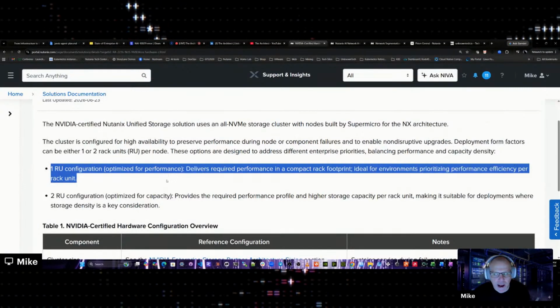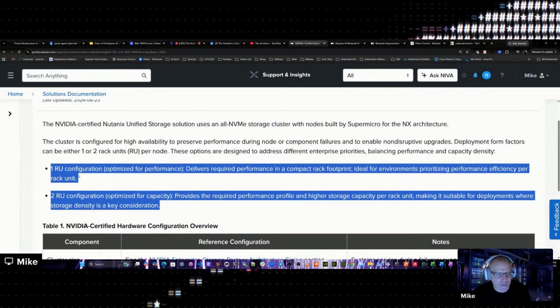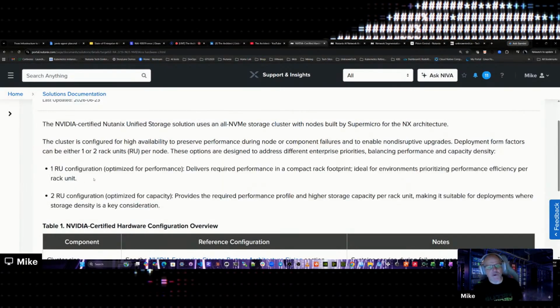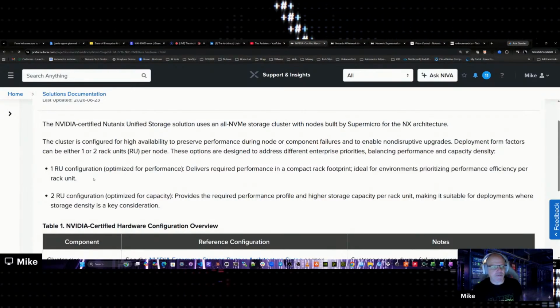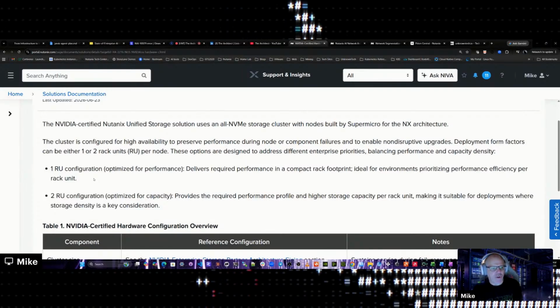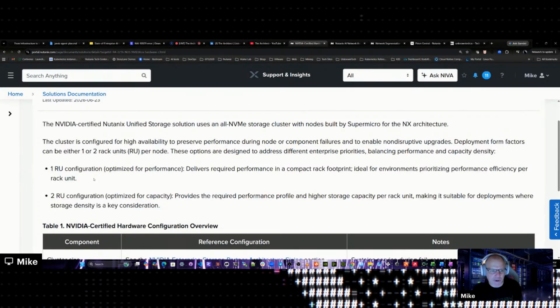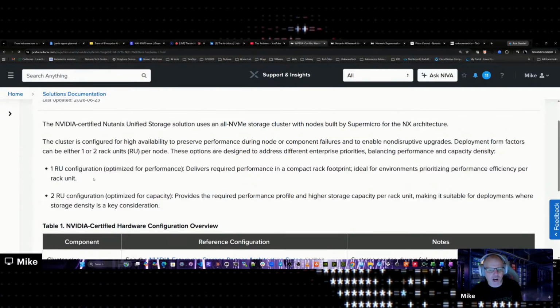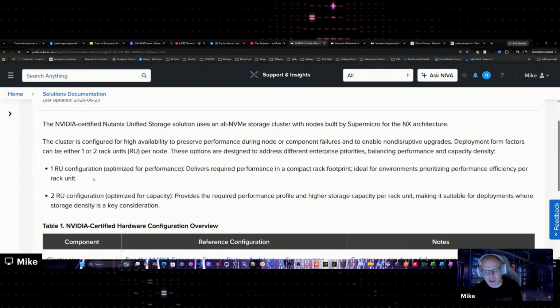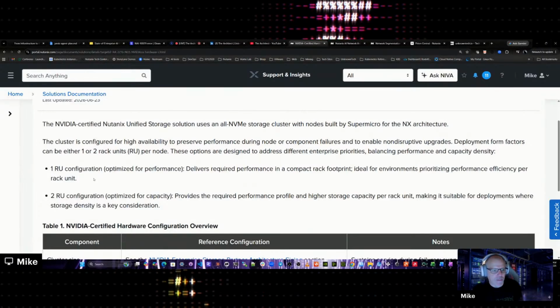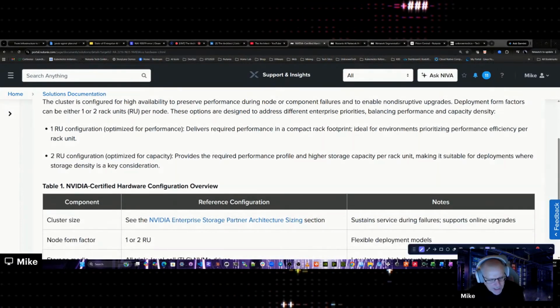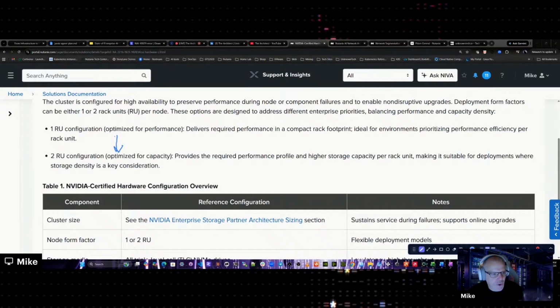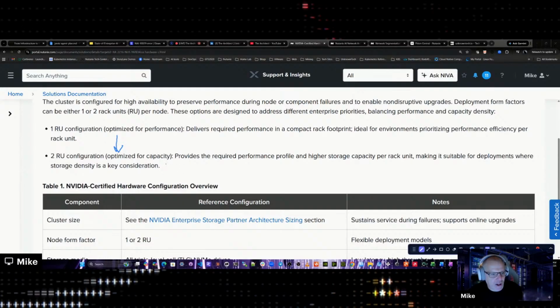We do have a couple of options when it comes to what we can deliver. We have 1U solutions that are optimized for performance in a compact rack footprint, so ideal for environments prioritizing performance per rack unit. And then we have 2RU configurations, which are still highly performant but also optimized for capacity, providing the required performance profile and higher storage capacity per rack unit, making it suitable for deployments where storage density plus performance is a key consideration. So the point I'm trying to make is, even though the 2RU gives you more density, we're not sacrificing performance. And I think that should have been called out in this.